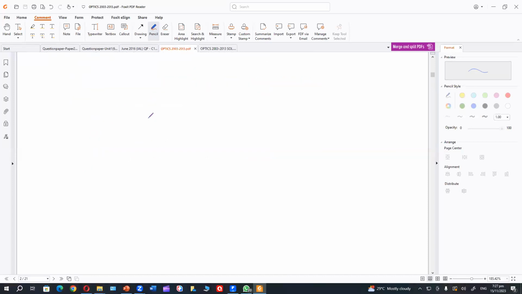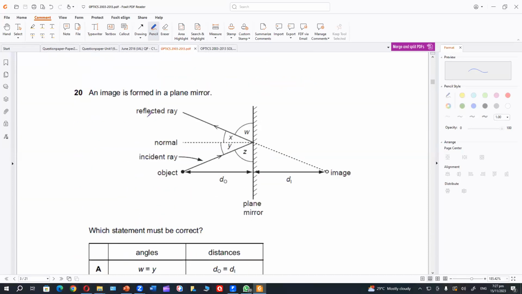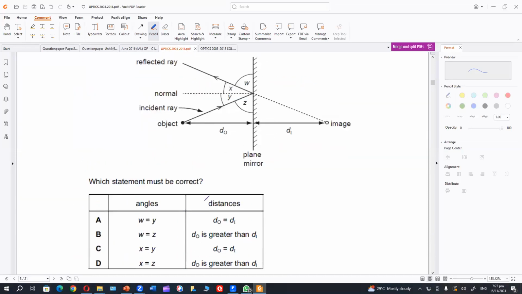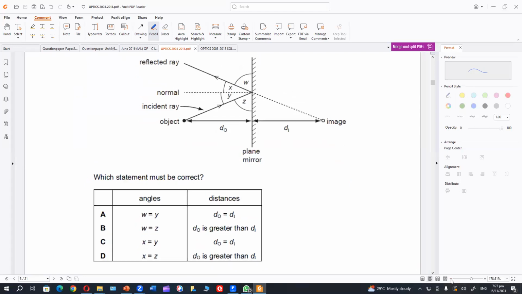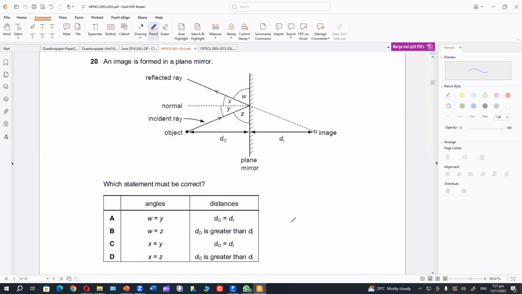Now, look at this question. An image is formed in a plane mirror. Remember, the image from a plane mirror is always virtual. And you people have to solve this.